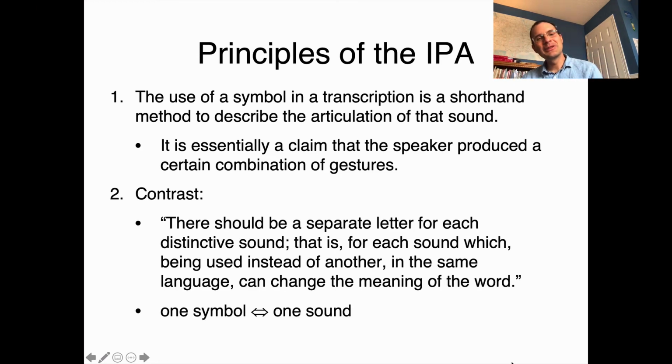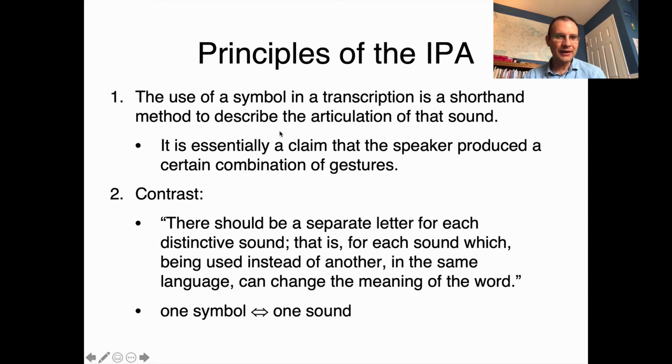That's the first one. The second one is more essential in a way because it determines what can and cannot be represented in a transcription. So this is the principle of contrast. This says that there should be a separate letter for each distinctive sound. That is, for each sound which, being used instead of another in the same language, can change the meaning of the word. So in this case, this boils the whole one-to-one correspondence principle down into a particular contrast or a specific principle. We need to have one symbol corresponding to one sound and one sound corresponding to one symbol, so we get a consistent representation each time we use a symbol and each time we hear a sound.